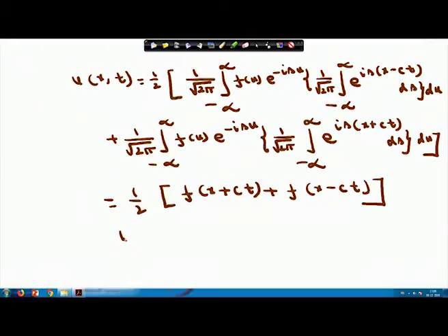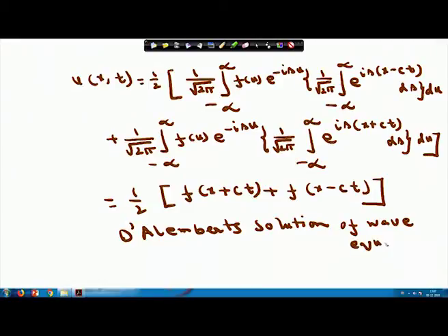This solution we call D'Alembert's solution, D'Alembert solution of the wave equation, because the equation which we solved is the wave equation. This type of solution, half of f of x plus c t plus f of x minus c t, is known as D'Alembert solution of the wave equation.